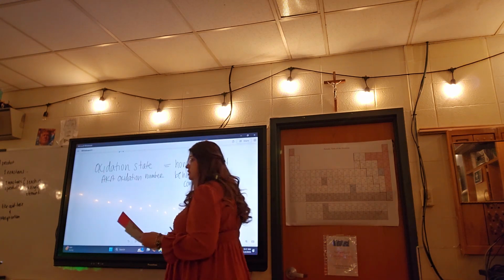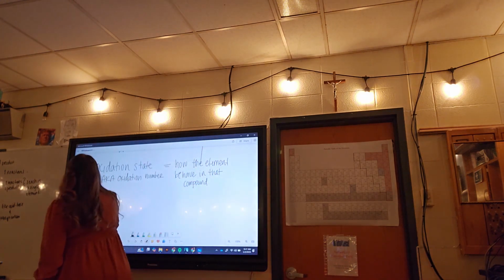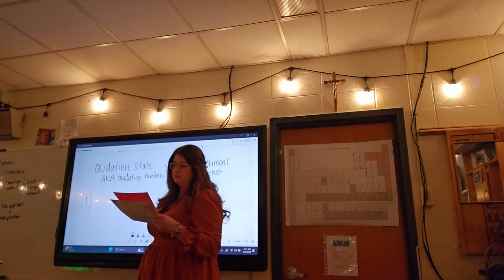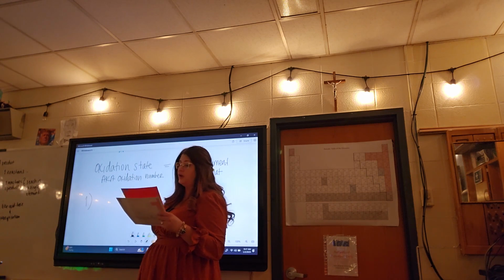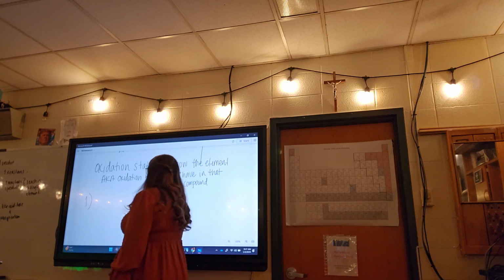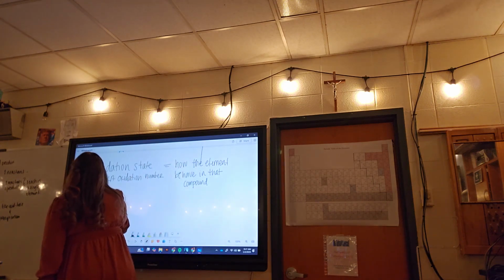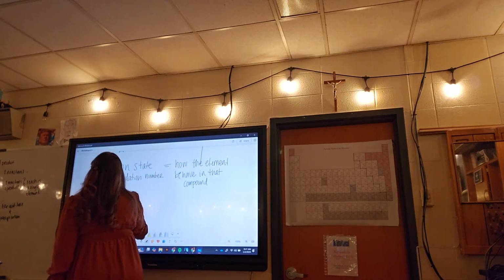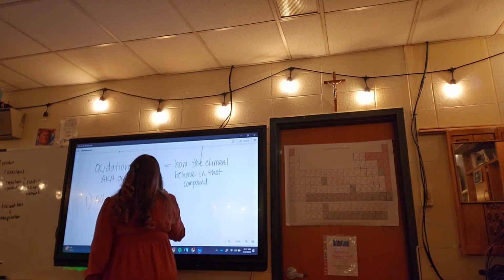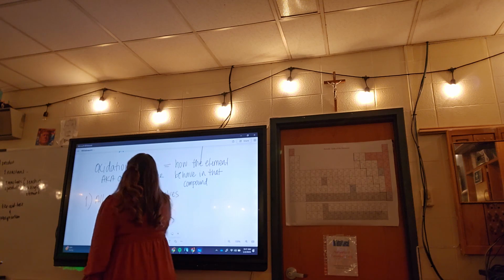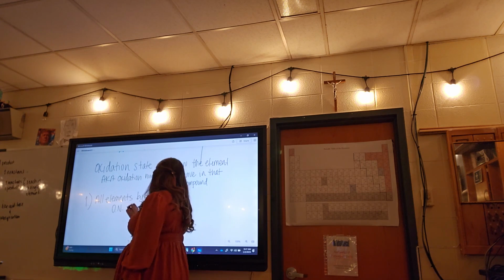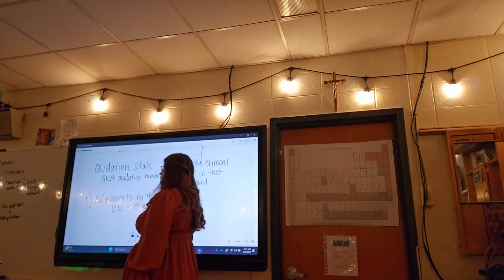Okay, so let's take a look at the rules on your red sheet. The first rule says all elements in their free state, in other words, uncombined with other elements, have an oxidation number of 0. All right, so all elements by themselves, the oxidation number, which I'm going to abbreviate as O.N., equals 0.